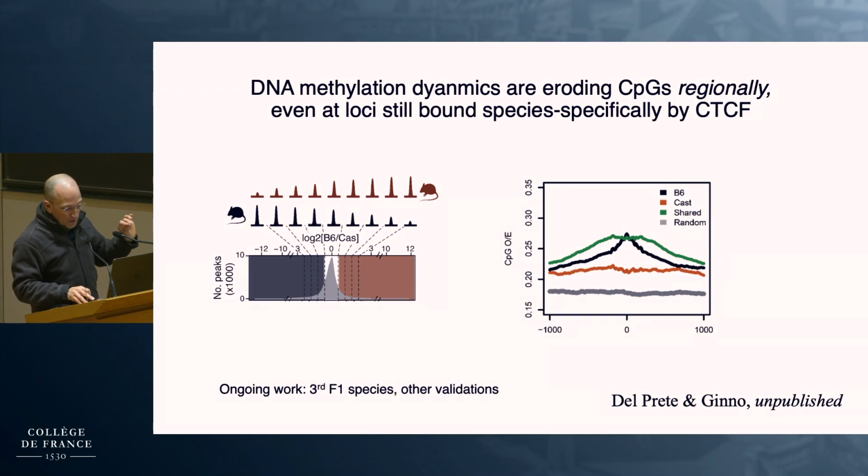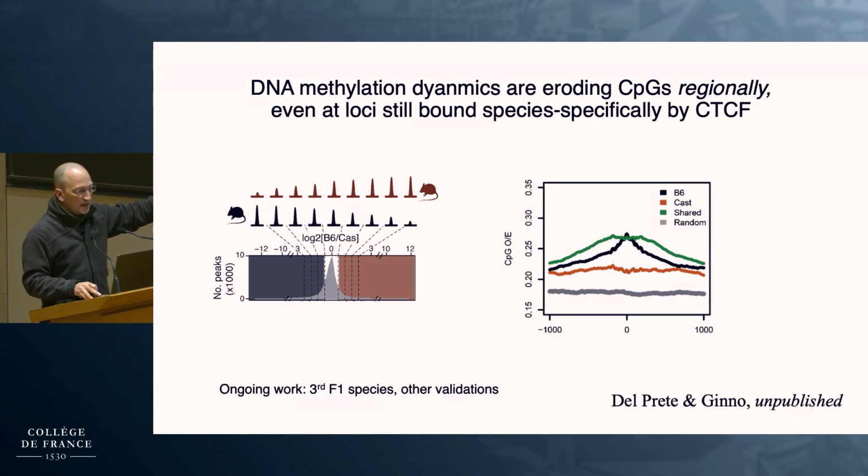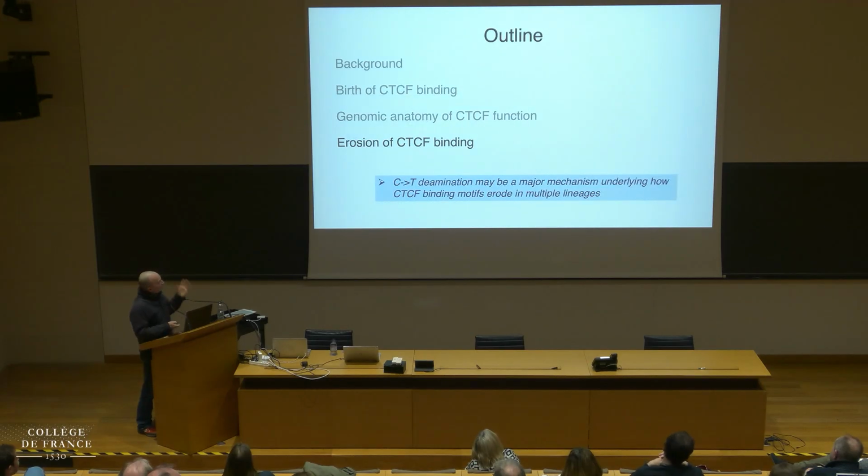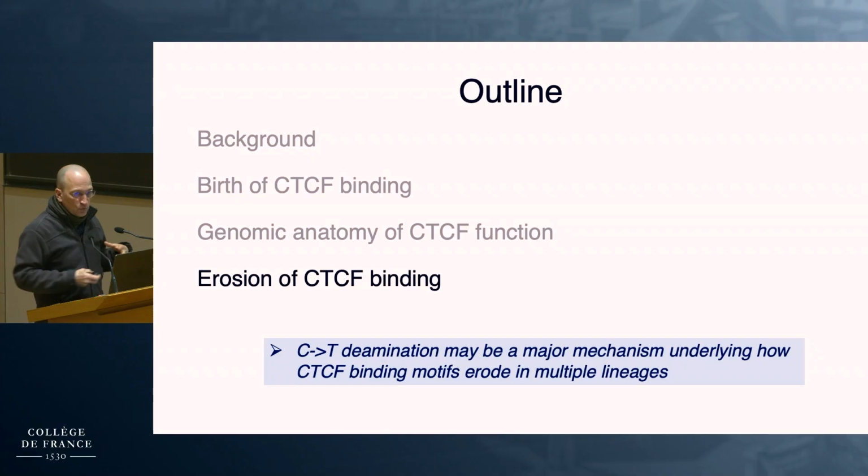Right, so that's unpublished work. It's not done. I know that the model's still a little rough. I can see Alex is already thinking about it. So the erosion of CTCF binding, what we are starting to really finalize evidence for is that C to T deamination may be a major mechanism underlying how CTCF binding motifs erode in multiple lineages.